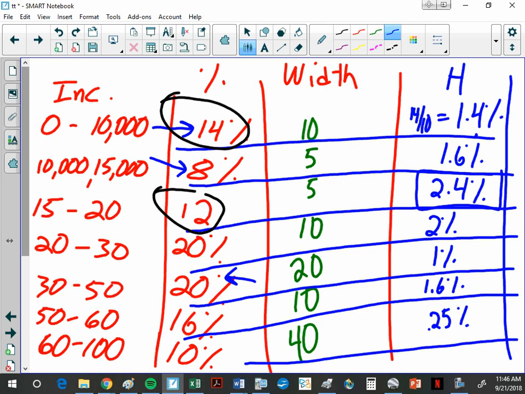Okay. Do you guys think you can handle that, or do you need to see more histograms? Think you're good? All right, let me take a look.